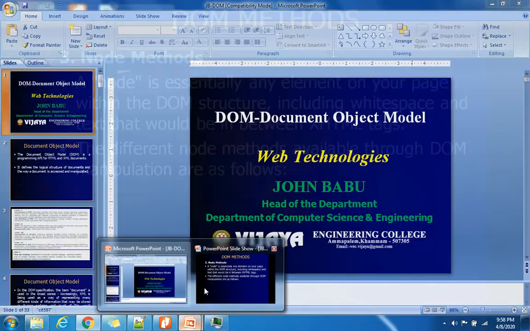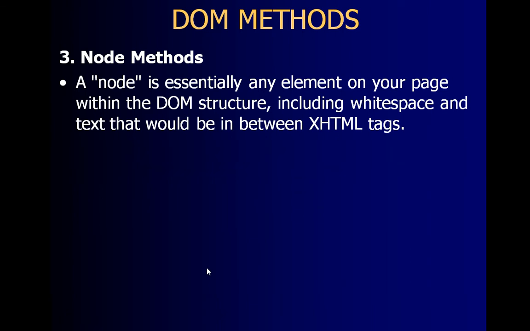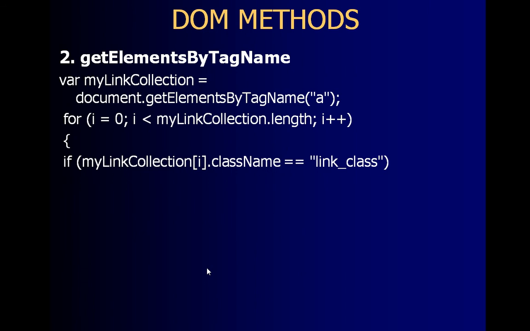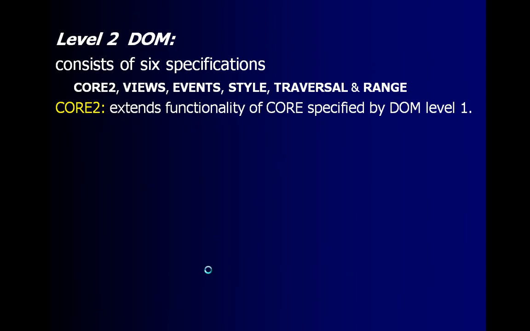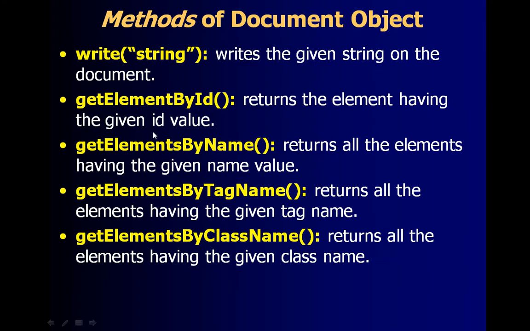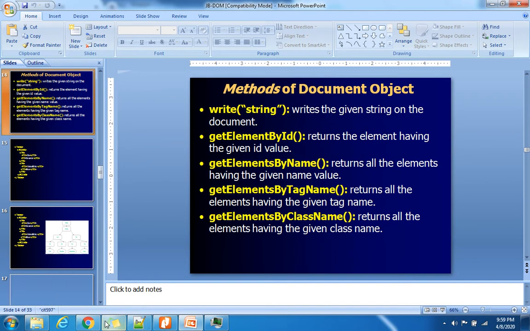Now if you see in our presentation, we can also get elements by tag name, get elements by ID, that's what we have seen. Get elements by name if they have a name, or otherwise get elements by tag name or class name. Let us try it. Get elements by tag name.